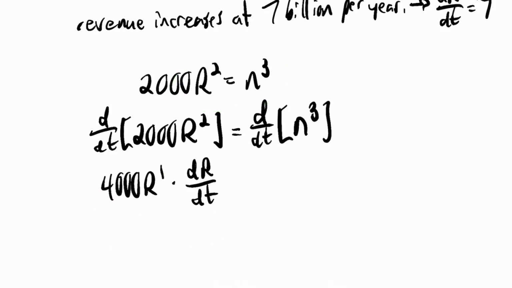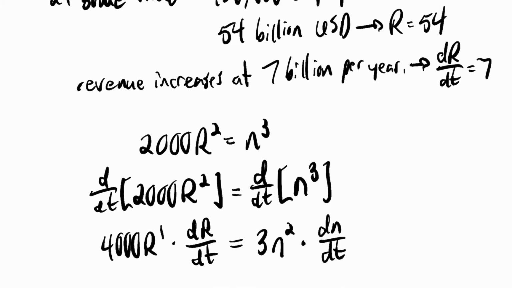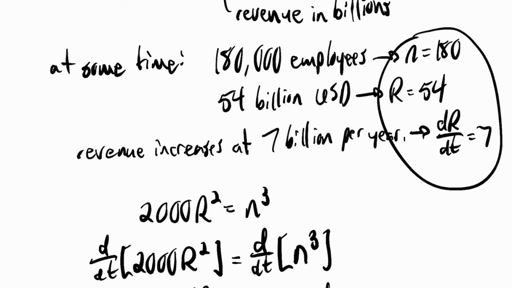Okay, so the right-hand side will be done similarly. When I apply the power rule, 3n squared, that's the derivative of the outside function, then times dn dt, that's the derivative of the inside function. Okay? And now I have an equation that relates r, dr dt, n, and dn dt. Now I have numbers for three of these. n, r, and dr dt, I have numbers, so I can plug those in now.